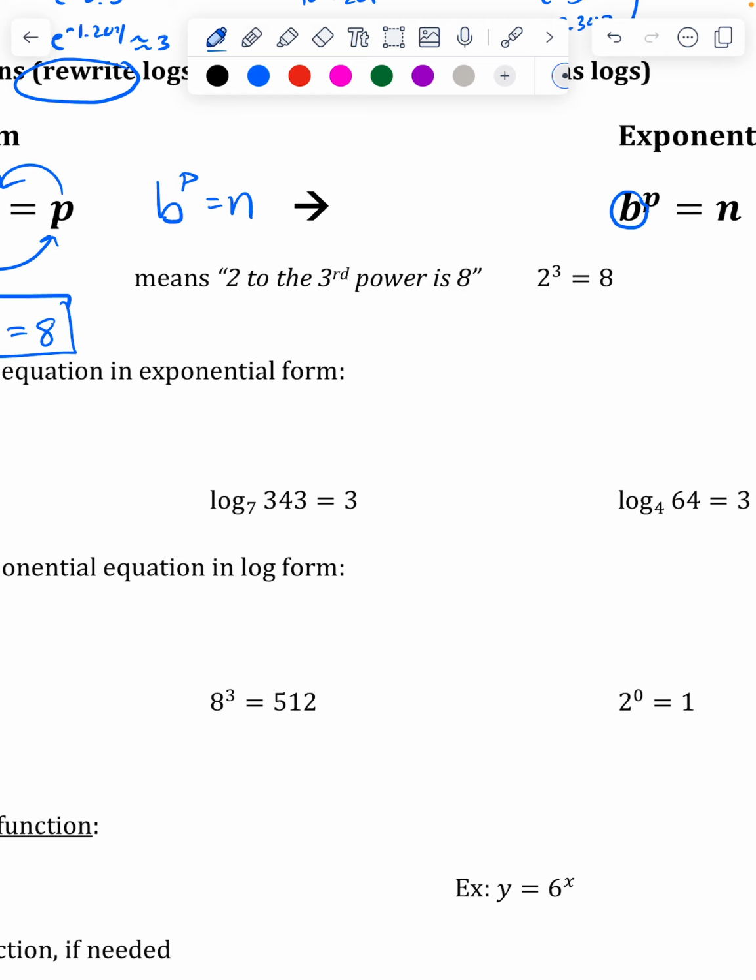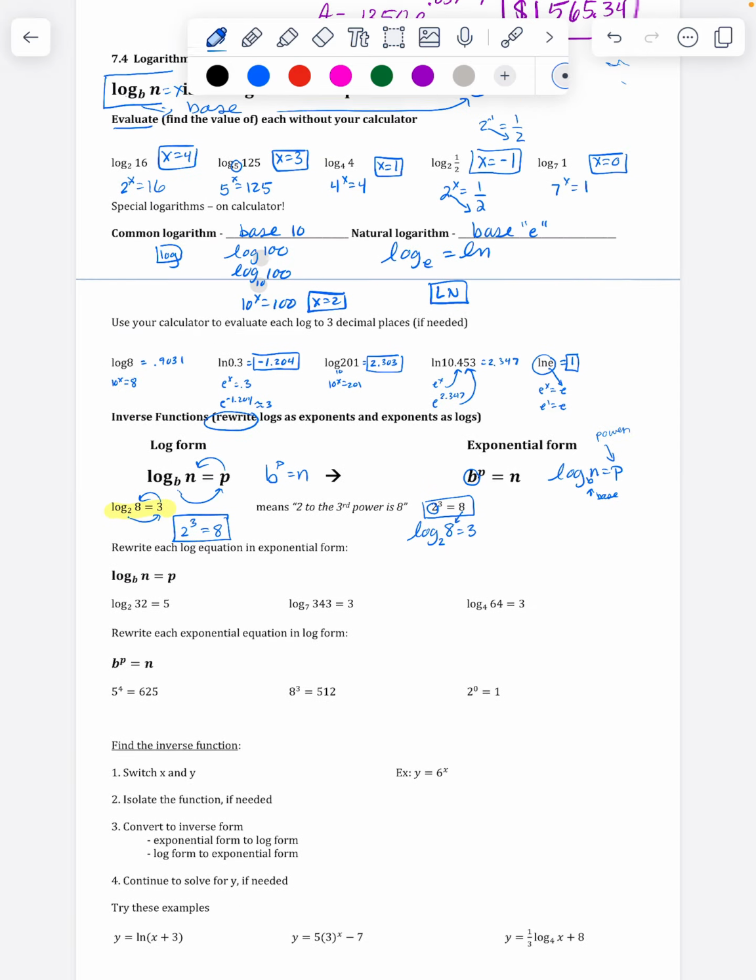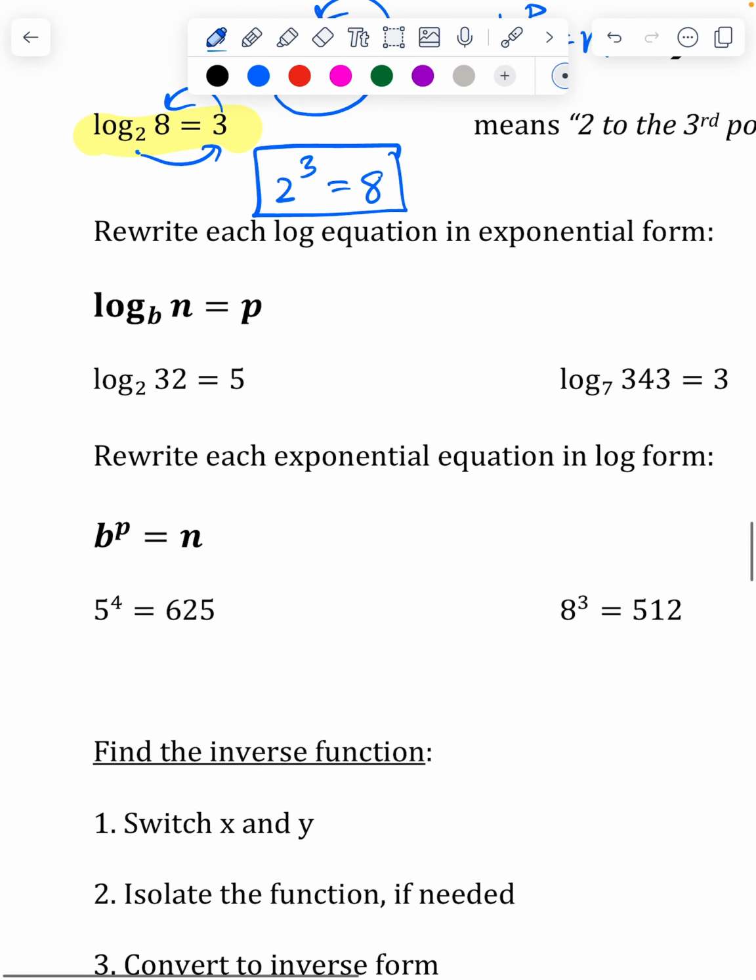If I was trying to write this exponential statement in a log form, I'd write log. I'd look for the base, meaning the thing raised to the power, and put it in the basement. The power always goes over here, so the number that you got before as the answer goes with the log. So let's just practice rewriting.